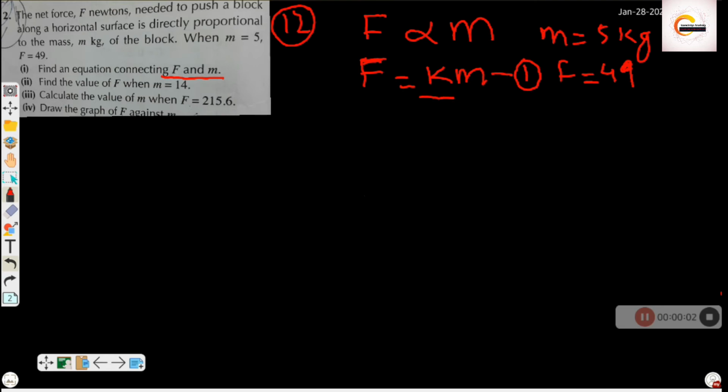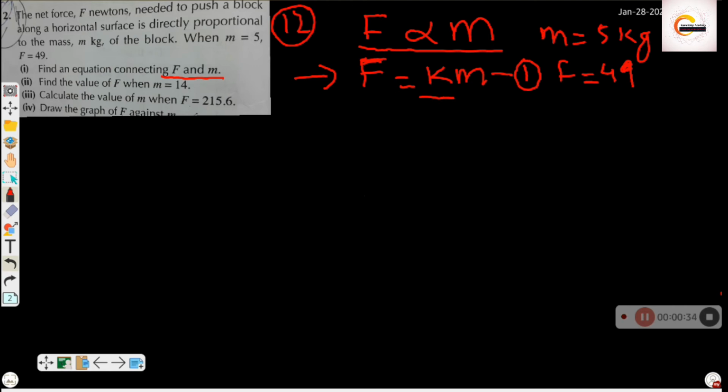Question number 12. The net force F newtons needed to push a block along a horizontal surface is directly proportional to the mass m kg of the block. So from the question, we have F is directly proportional to m, and if two variables are in a directly proportional relationship, we can write their relationship as F equals km. Let's call this equation 1.